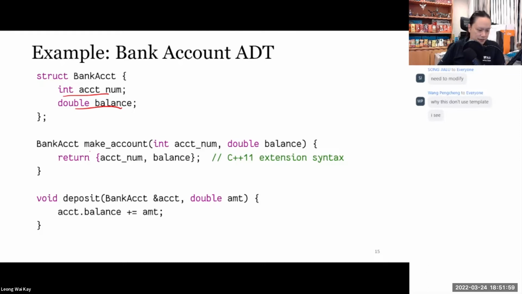Here we use the make account constructor, which returns a new bank account. We use this form, which returns a copy of a bank account, so we create an account using the account number and the balance. Here we use the C11 syntax with the initializer braces to return this. Then to deposit money, we basically take in the account as a reference and some amount, and you add the amount to your balance. Very basic.